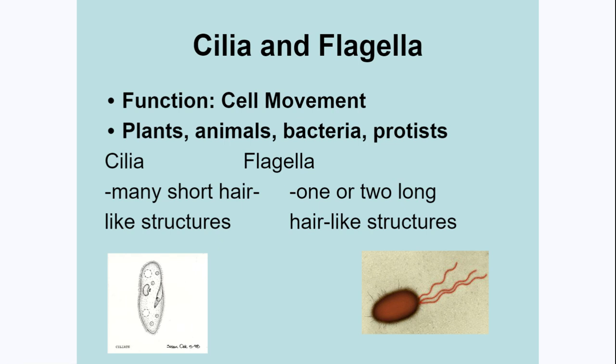Like in the case of humans, the only cells that have flagella are sperm cells. So females don't even have cells with flagella. So they're both going to be used for movement. Under types of cells, it's going to depend on the cell. And then in the case of cilia, it's short hair structures. And flagella will be like these whip-like structures that act as propellers.